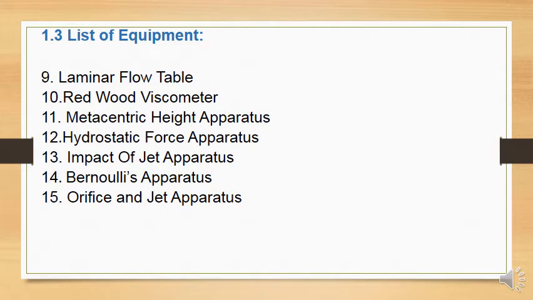Then you have the list of equipment continuing: laminar flow table, Redwood viscometer, metacentric height apparatus. At number 12, hydrostatic force apparatus. Number 13, impact of jet apparatus. Number 14, Bernoulli's apparatus. And number 15, rotating flow and jet apparatus.